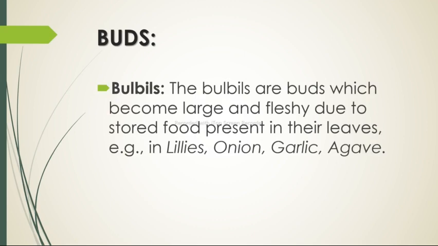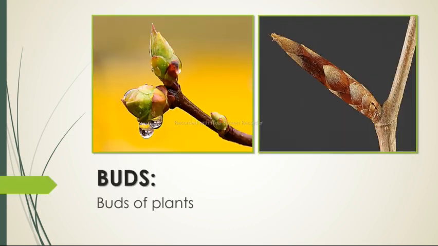So next is the bulbils. The bulbils are buds which become large and fleshy due to stored food present in their leaves, for example in lilies, onion, garlic and agave. So these are the buds. Buds of the plants are shown in the figure.